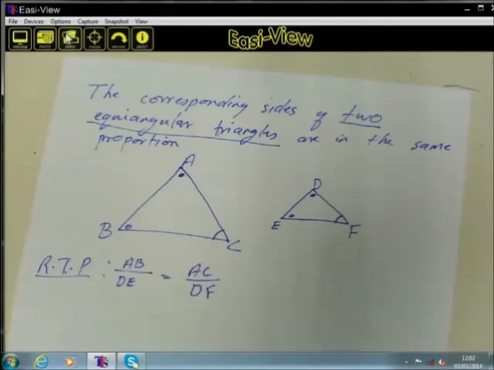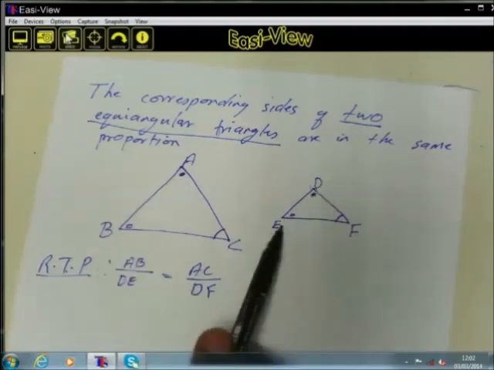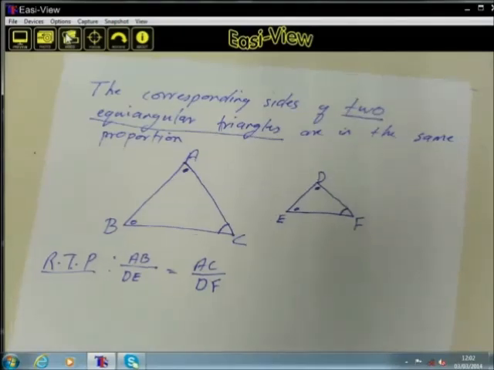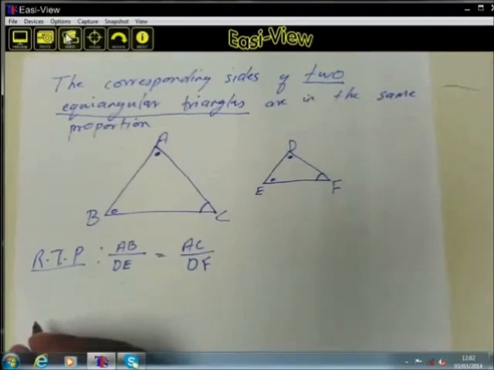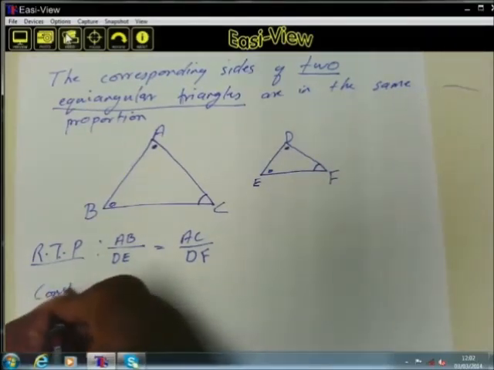We want to prove that in the two triangles, AB over DE, AC over DF. It means we want to prove that the sides are proportional because we are given that the two triangles are equiangular. Their corresponding angles are equal. So we want to prove the sides to be proportional. Clear? Let's construct. Construction.